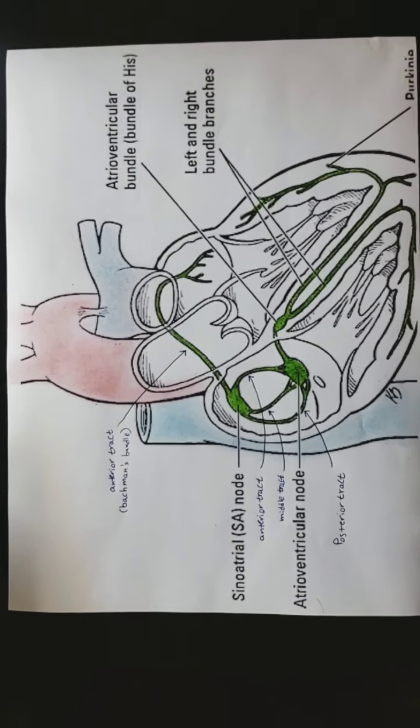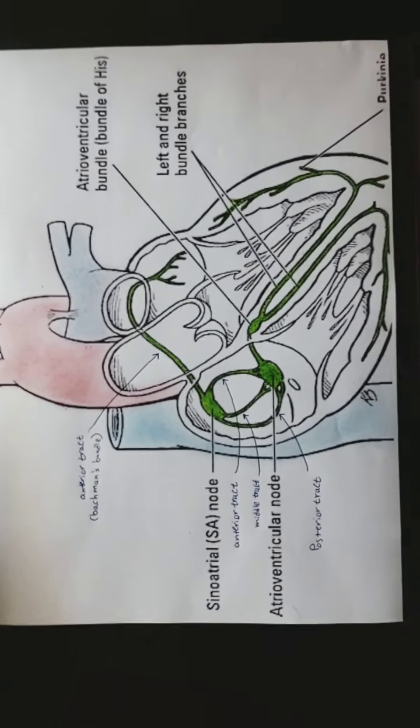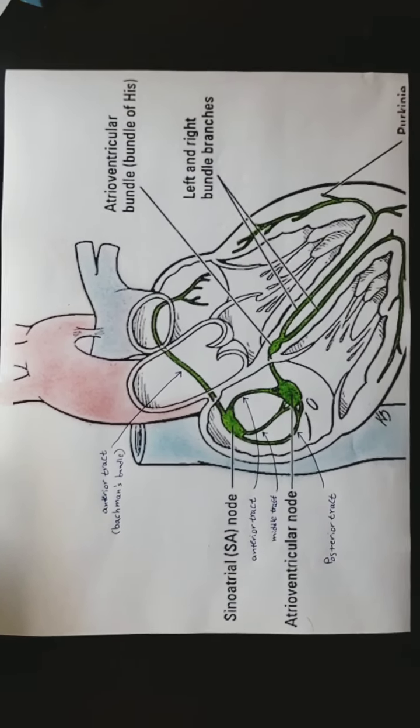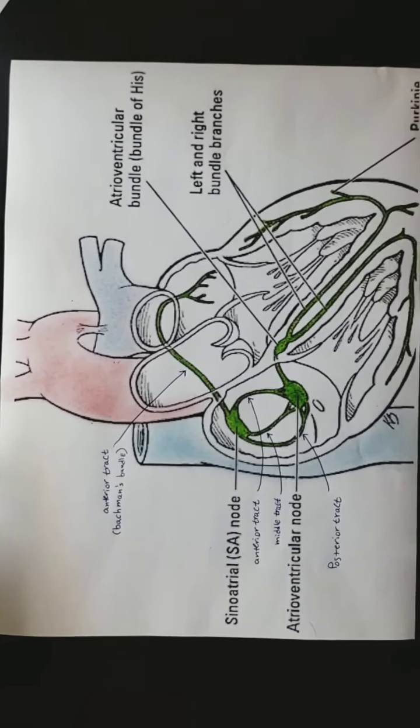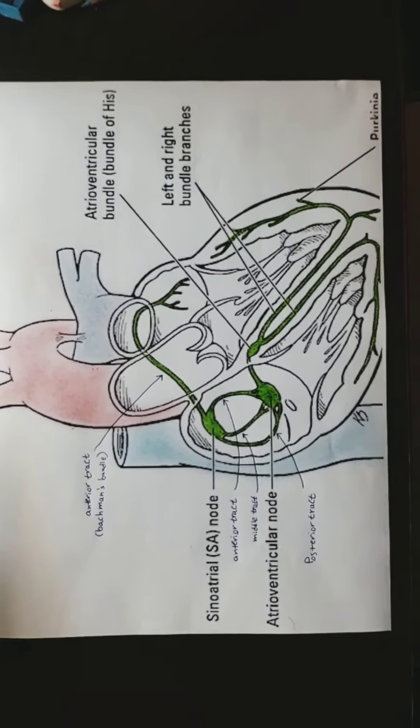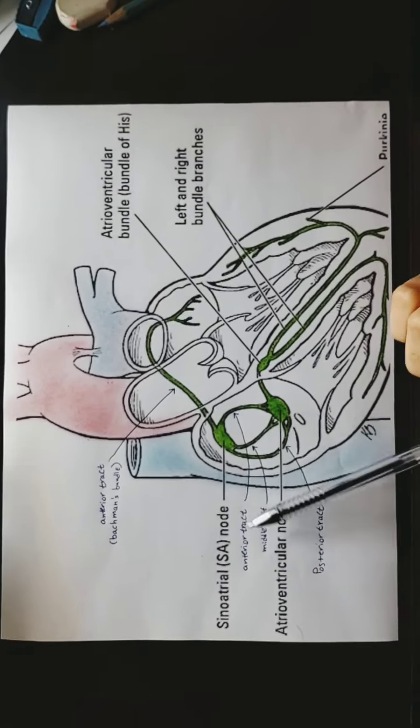Everyone, in this section, we want to talk about the electrical system of the heart, or the conducting system of the heart. The major part of the electrical system is called the sinoatrial node. First, we want to see where the sinoatrial node is located.